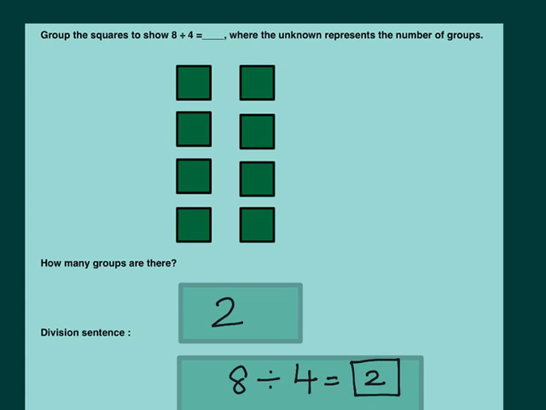How did we get 2 as an answer? We circled groups of 4 squares each and found that there are 2 groups of 4 squares.